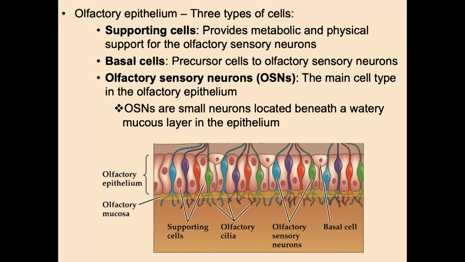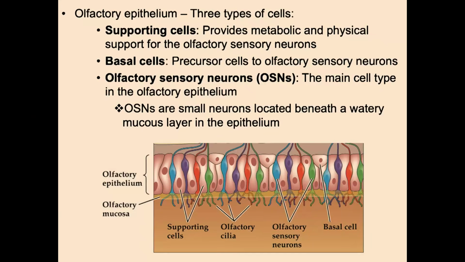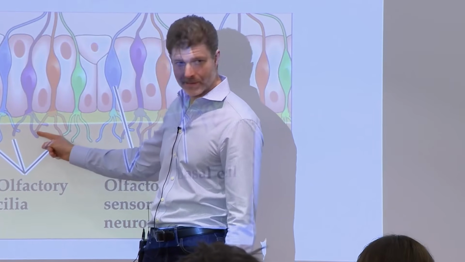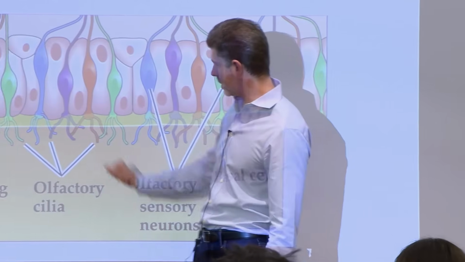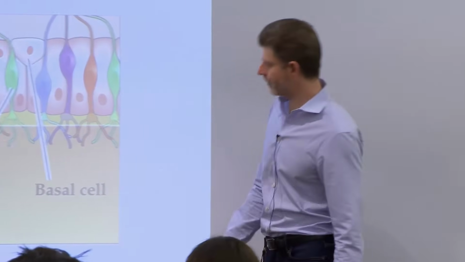This is the main cell type that does a lot of the work that you think of as smell. Okay? So they're small neurons. They're located beneath a watery mucus layer in the epithelium. And then there are these cilia that stick out that contain receptors. So you breathe in air. The air is wafting around here. It contains molecules. And then the molecules in some way are sensed by receptors on the cilia. And that changes the membrane potential in the olfactory sensory neuron.